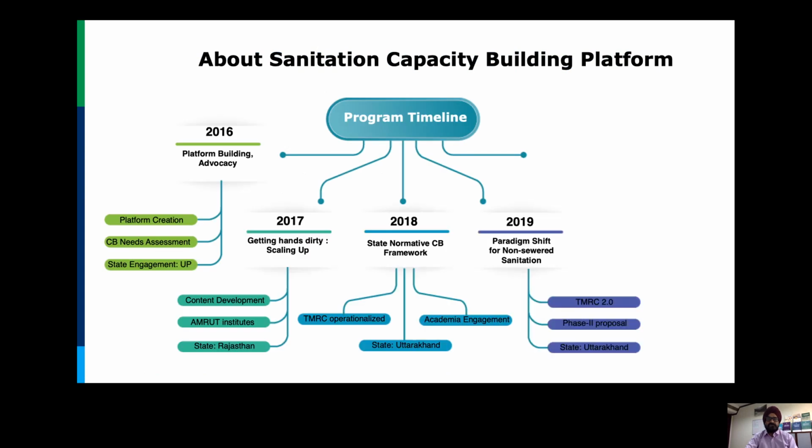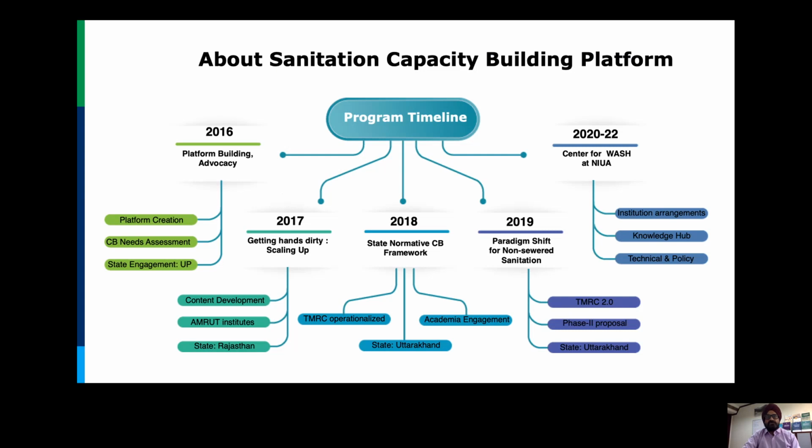This is the second slide, of the work we have done. We started in 2016 by developing the platform, doing a capacity needs assessment, and doing a state engagement in UP. In 2017, we focused a lot of our efforts on developing content and training modules and partnering with national mission institutions, training institutes like the AMRUT Mission Training Institutes. We also started working in Rajasthan.